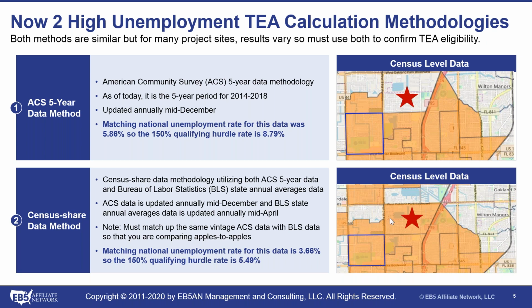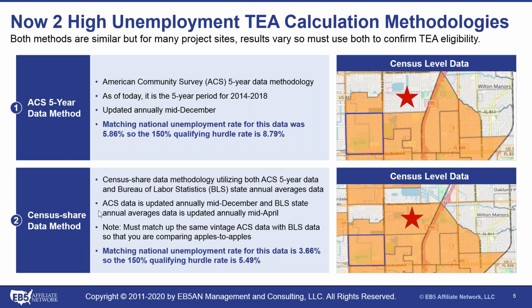Whereas if you were just using the census share method, you wouldn't have to do a combination because the individual tract here where the red star is located automatically qualifies. So for this, if this was a real project, you would say, yes, no additional work needed. By using census share data only, you automatically qualify, so you're done. You don't have to qualify using both. You only need one.